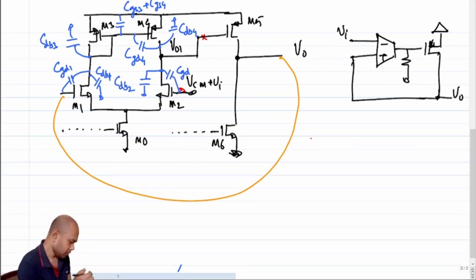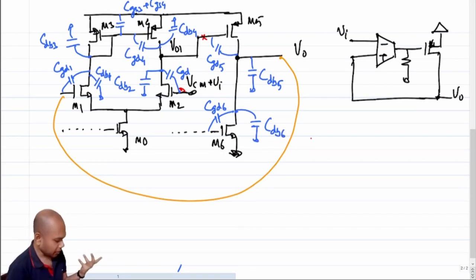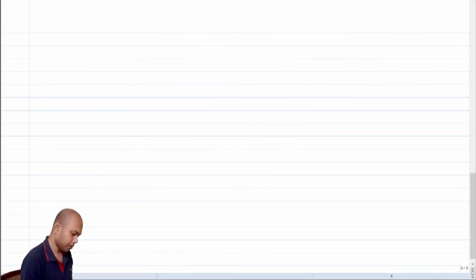What about the output side? So the output side, you have a capacitance here, CGD5, right? Then you have capacitance of CdB5, right? And maybe this is also driving a capacitive load, so you'll have a load resistance also associated with it, right? And there will be a capacitance here, CGD6. Then you have a capacitance here, CdB6, right? So this structure might seem a bit intimidating at first sight, but you'll see that we can significantly simplify this structure for our benefit. So let's do that.